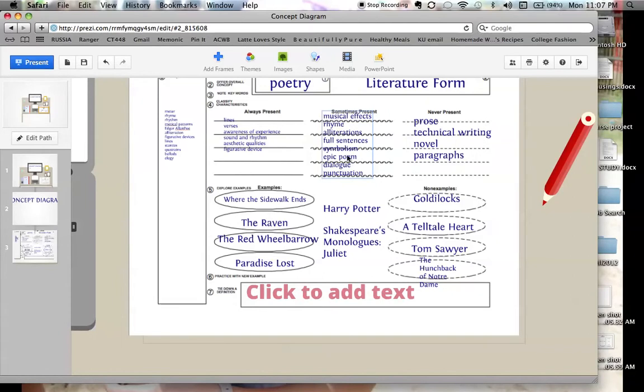We've got rhyme, alliteration, Romeo, Romeo, wherefore art thou Romeo. We've got full sentences, and dialogue and punctuation. Over here, it's not prose, it's not a novel, and it's not written in paragraphs, and it's not technical writing. So for poetry, as of now, we would say that this monologue in Romeo and Juliet is poetry.